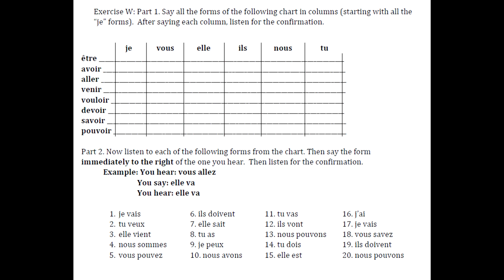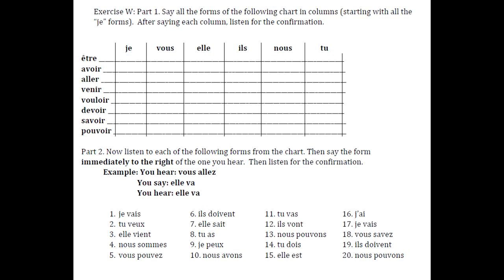Exercise W, Part 1. Say all the forms of the following chart in columns, starting with all the je forms. And after saying each column, listen for the confirmation. Column 1. Je, je, je, je, je, je, je, je. Je suis, j'ai, je vais, je viens, je veux, je dois, je sais, je peux.